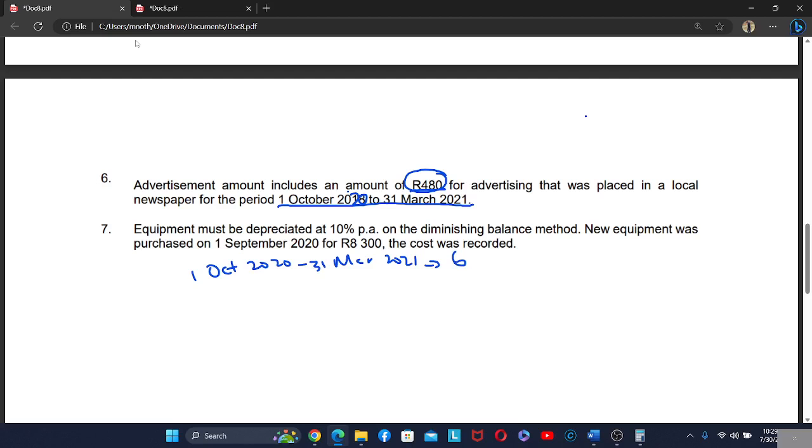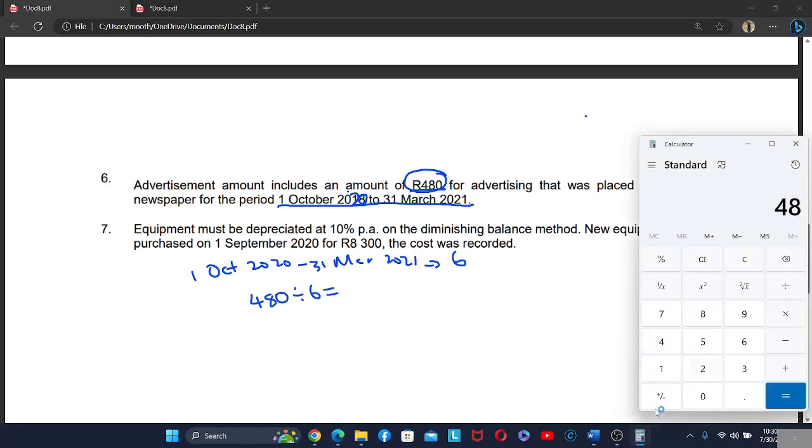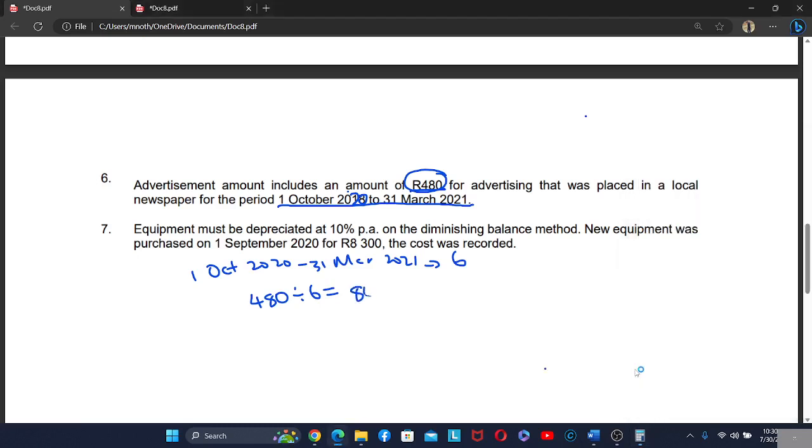Now let's find out how much is the advertisement of 480 per month. So we divide by 6. 480 divided by 6, it is 80 rand, right? But then our year ends on 28 February. This means that the 1st of March is for the next financial year. So if we have paid the expense of the next financial year, we call it a prepaid expense. Prepaid expense. So this means that the business has paid the expense of the next financial year.